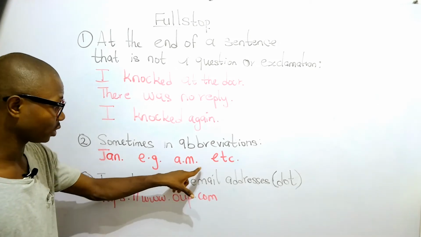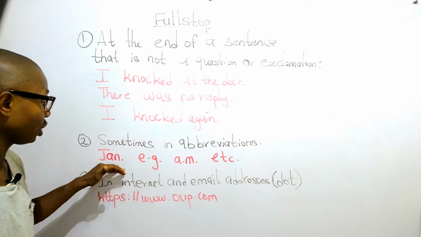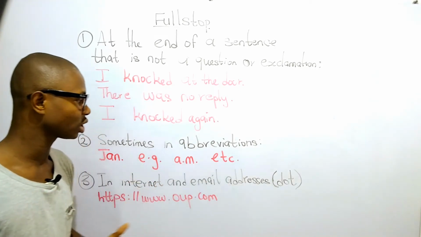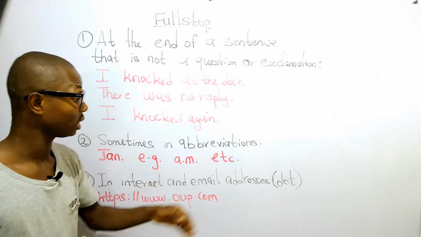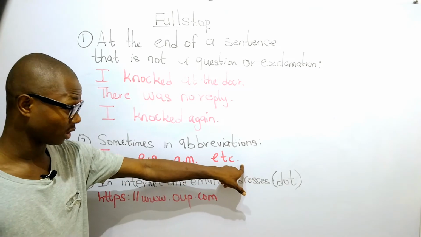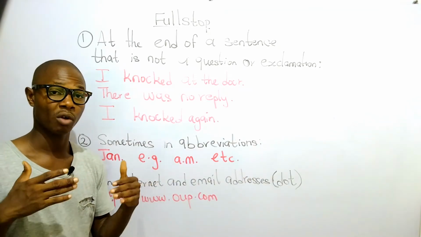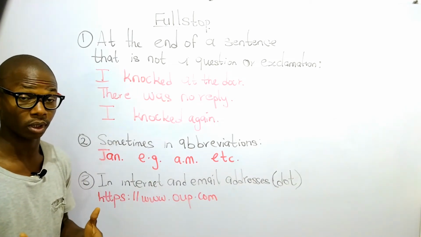So you can see the full stop, okay? So these are abbreviations, okay? Jan., e.g. Now, you can also use a full stop to show etc., etc., etc. You can see that, an abbreviation. So whenever we have an abbreviation of a particular word or phrase, we can use a full stop, okay?